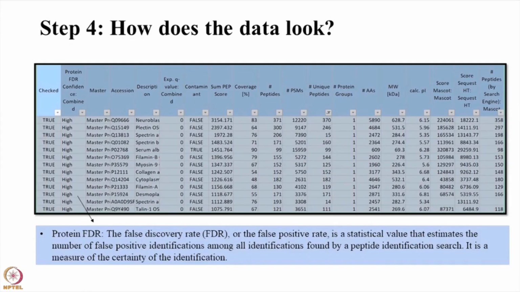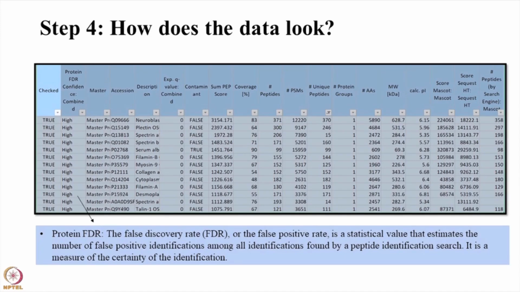So how does the data look? As you can see, after going through a lot of filtering criteria, the data that comes out is of high confidence, because you have put on stringent filters so that whatever hits you get are the true data and not false positives. Here you can see that there are different tabs associated. For example, this is where you have annotated the protein FDR confidence, how much is the level.